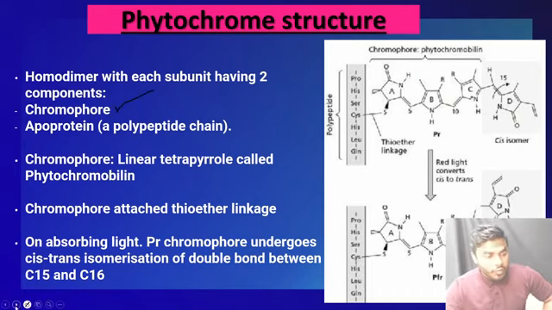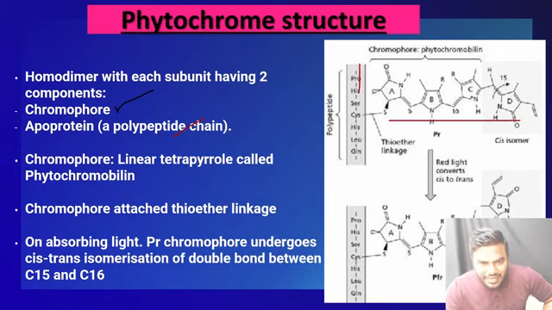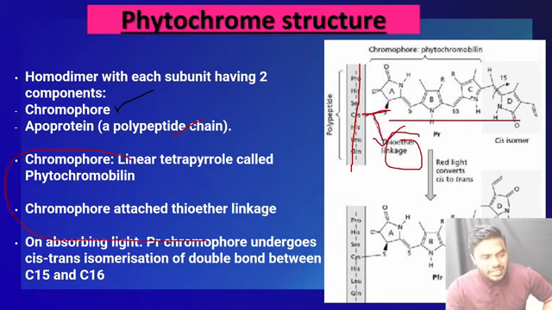So once again, quickly understand: every phytochrome is made up of two parts. One we call chromophore and another we call apoprotein. Once again, listen to me very carefully. The chromophore is the linear tetrapyrrole and it contains an apoprotein. Both are connected with each other by thioether linkages. That is what is written here.